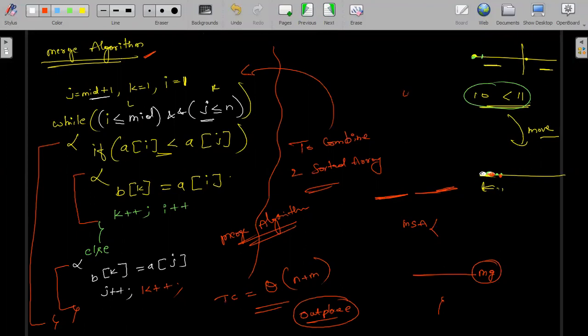For the last element, I'm missing here. Last element, what we are doing, whatever the things rest is there, I will go to copy here. Copy the remaining elements to array B. Okay, that's it. This is an algorithm, the merge algorithm.